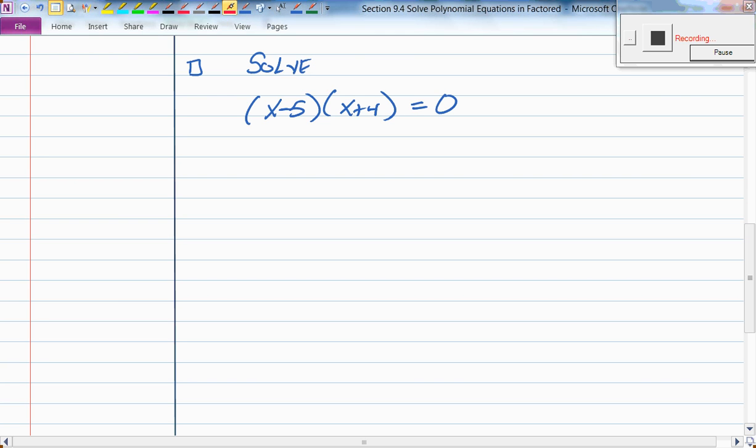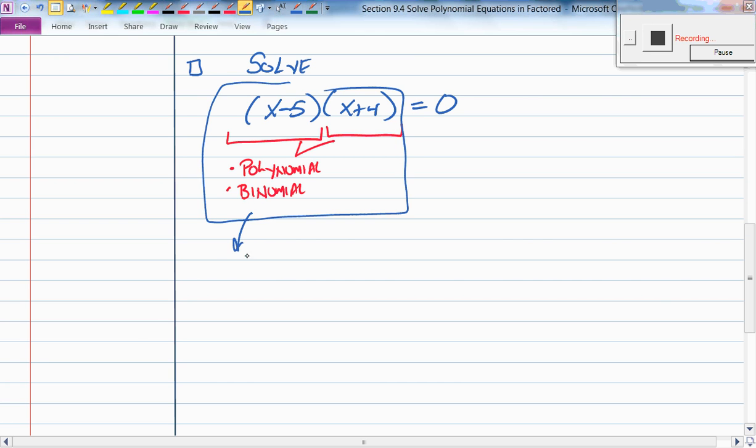I want to explain a few things about this. I want to tell you what these parts are. First of all, this thing right here, the x minus 5, what do you call that? It's a polynomial, and it's a binomial. Now, what about the x plus 4? That's also a polynomial, and it's also a binomial. This part right here, everything that you see here, is called factored form.